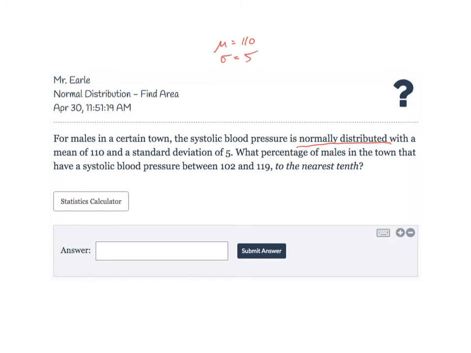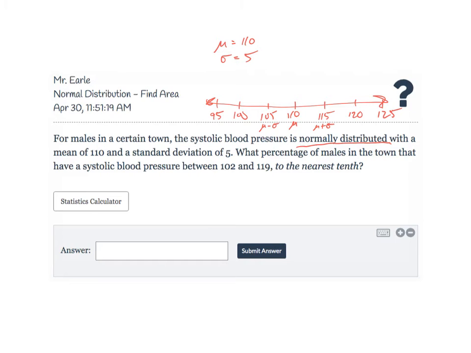So already I'm going to sort of visualize my bell curve. I'm putting 110 here, and then I'm going up 115, 120, 125, and now I've got a pretty good picture of what this looks like. Remember that this is the mean, and then this is the mean plus 1 standard deviation. This is the mean minus 1 standard deviation, okay?